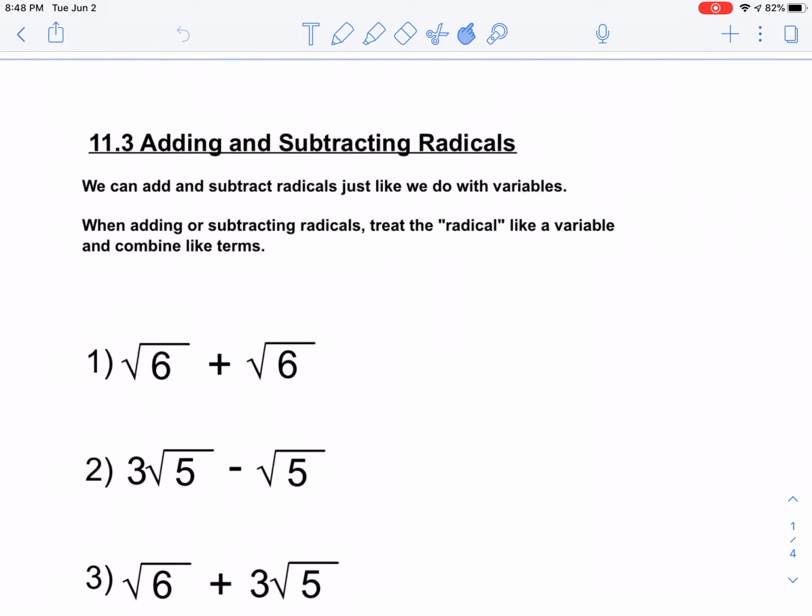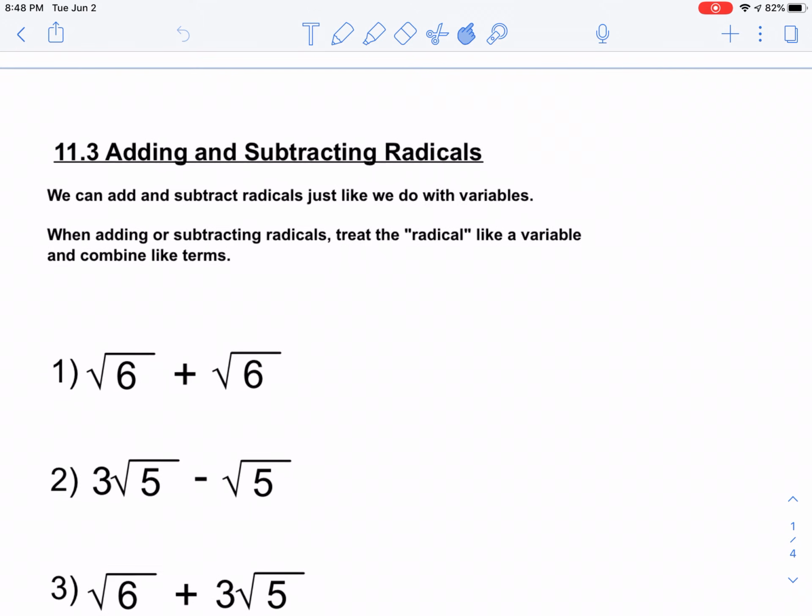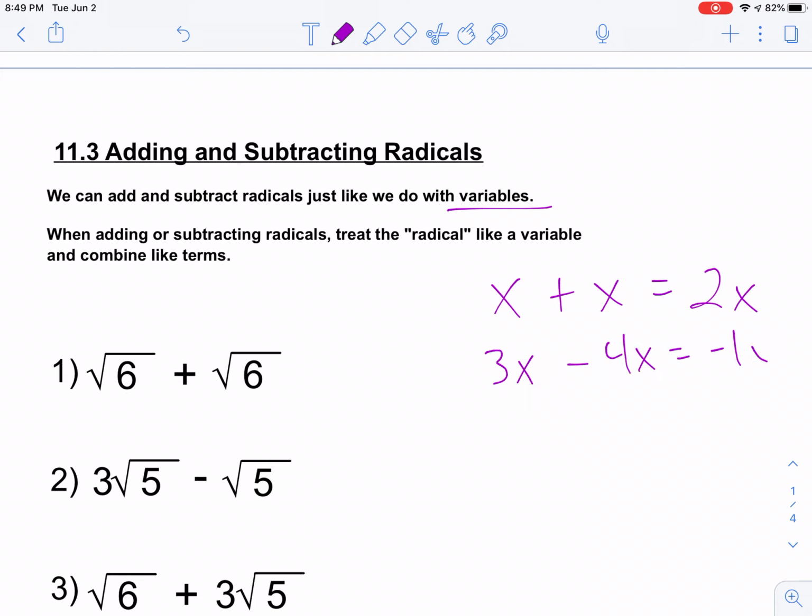So the important thing to remember is when you're adding and subtracting radicals, you treat them just as if they were variables. Like x plus x would equal 2x, right? 3x minus 4x equals negative 1x. You treat radicals the same way. The numbers under the radical must match. They must be like terms, okay, in order to combine them.